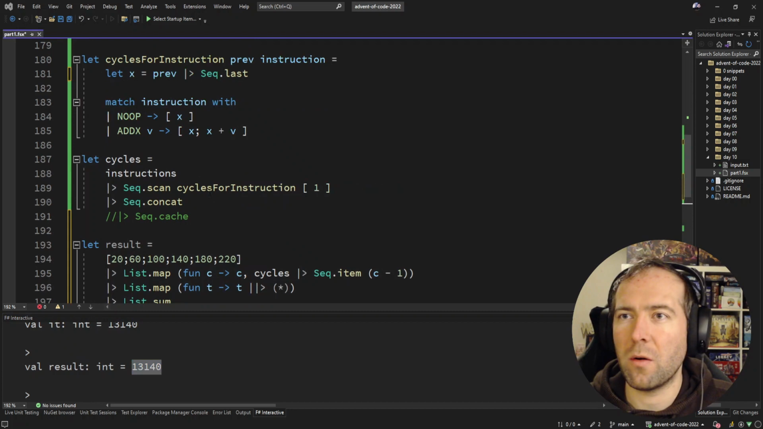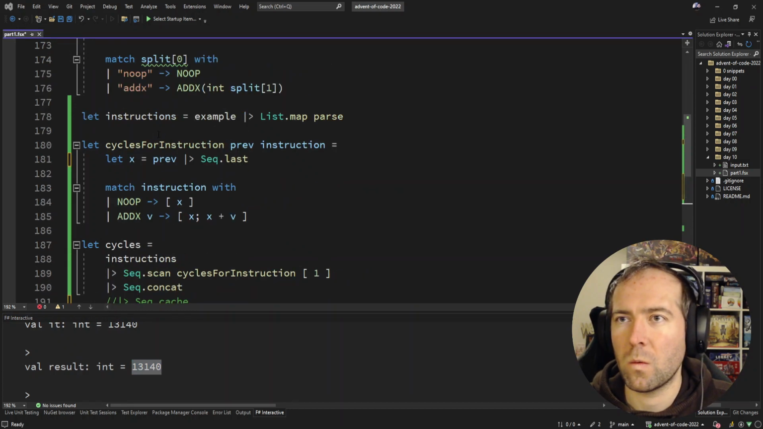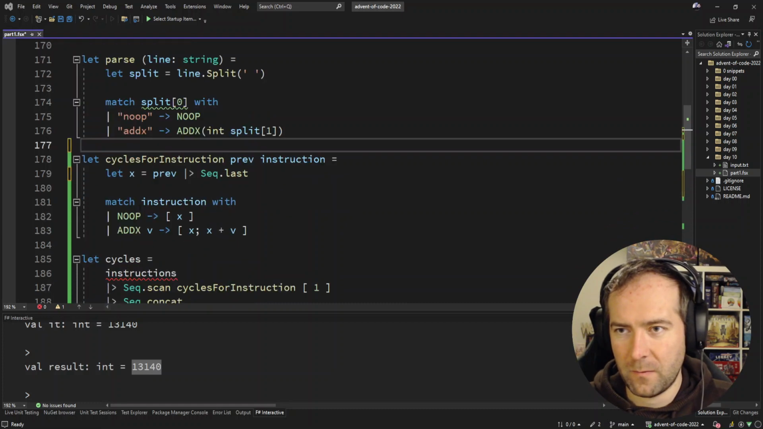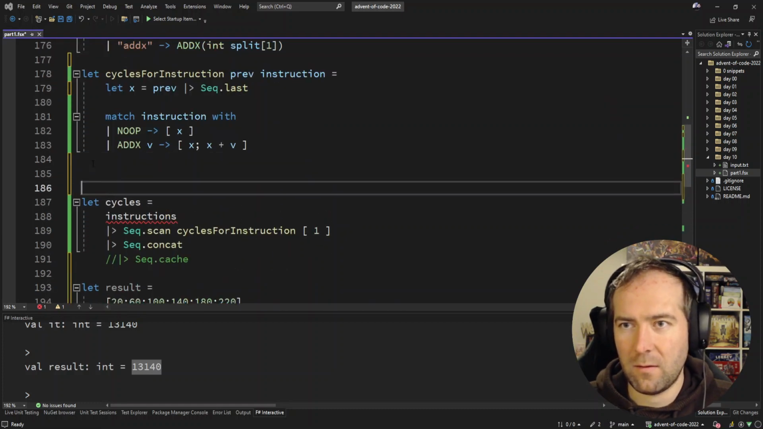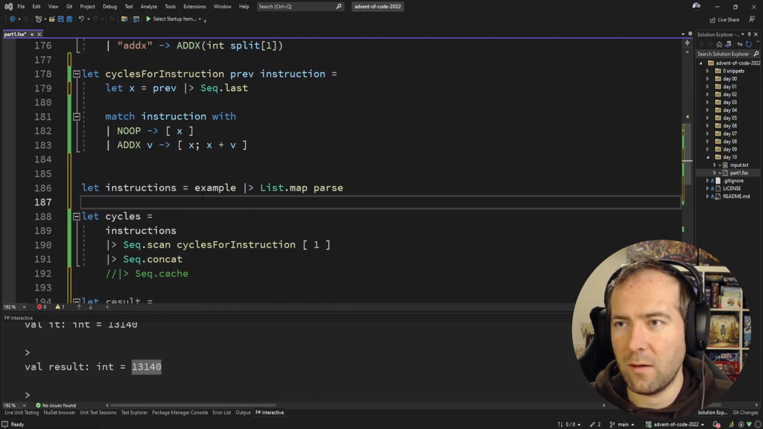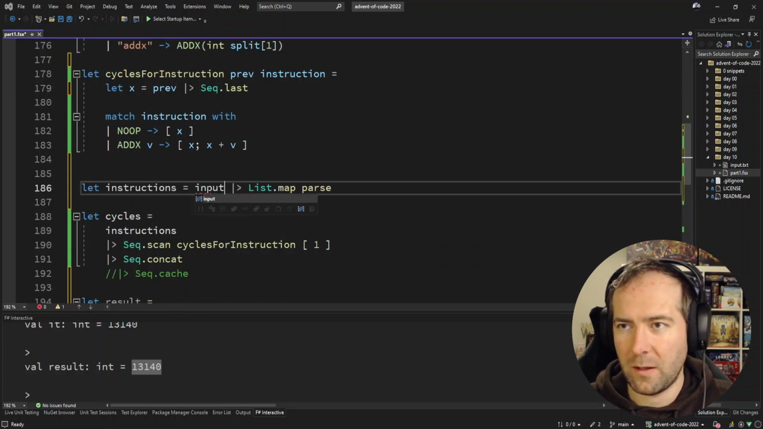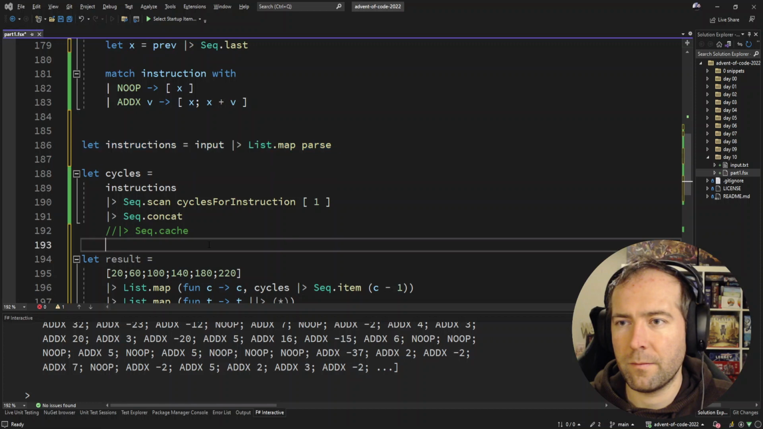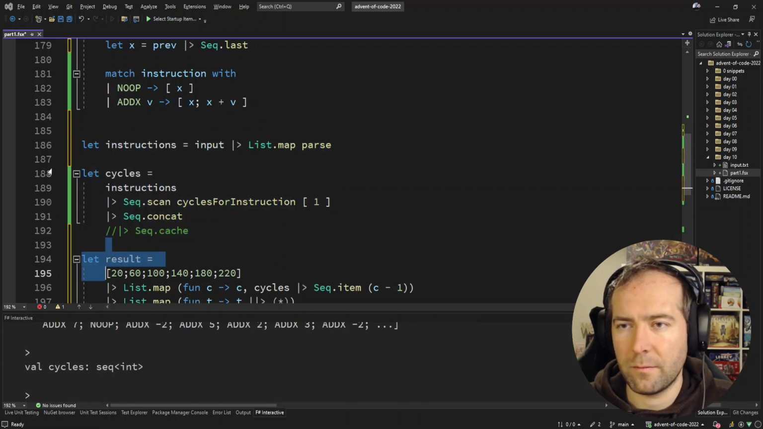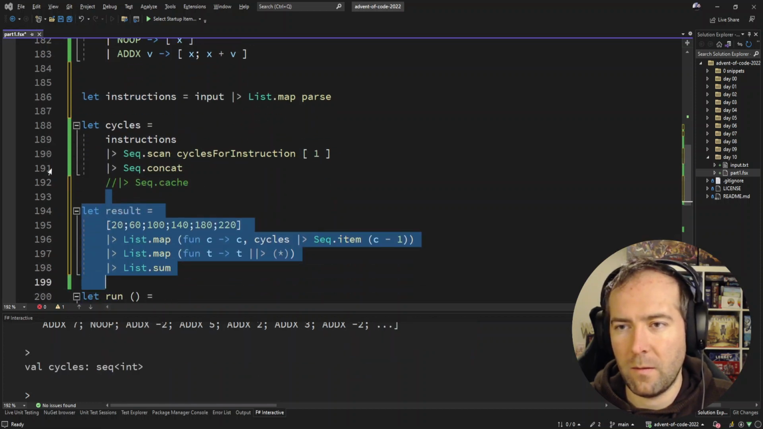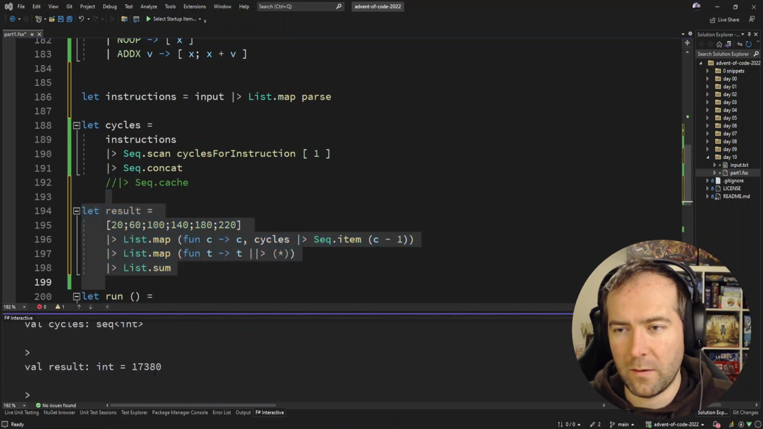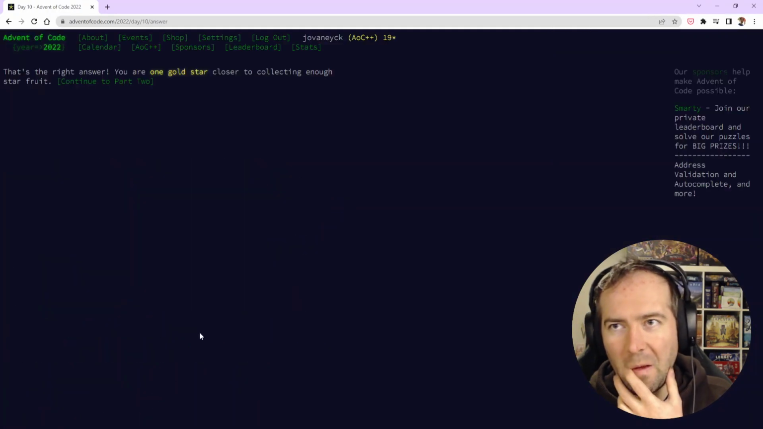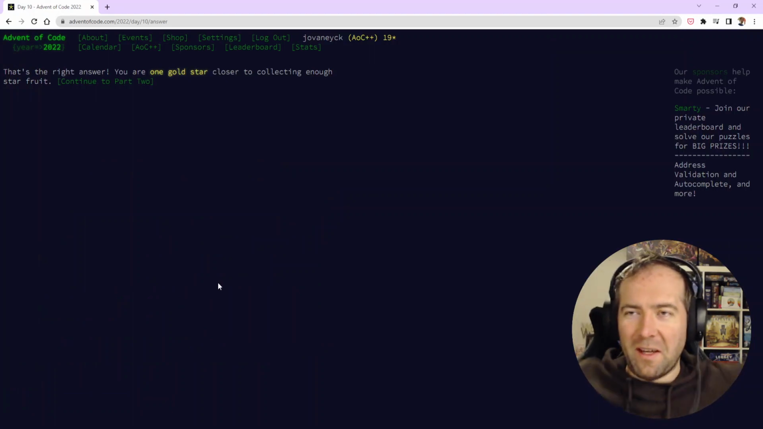So now let's run it on my input instead of the example. So these are all things I need. This is something I can put here. Let's parse my input and let's see what we get. It is a number I am willing to accept. And so is the website, so I'm a happy camper.